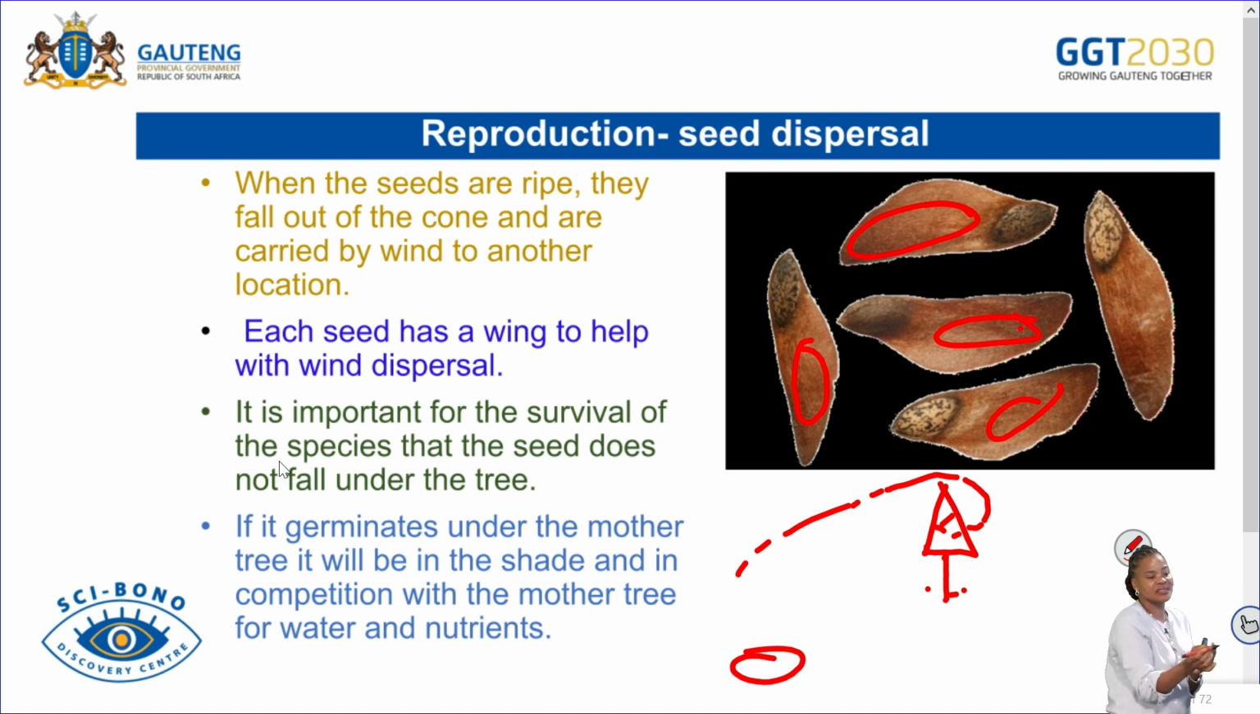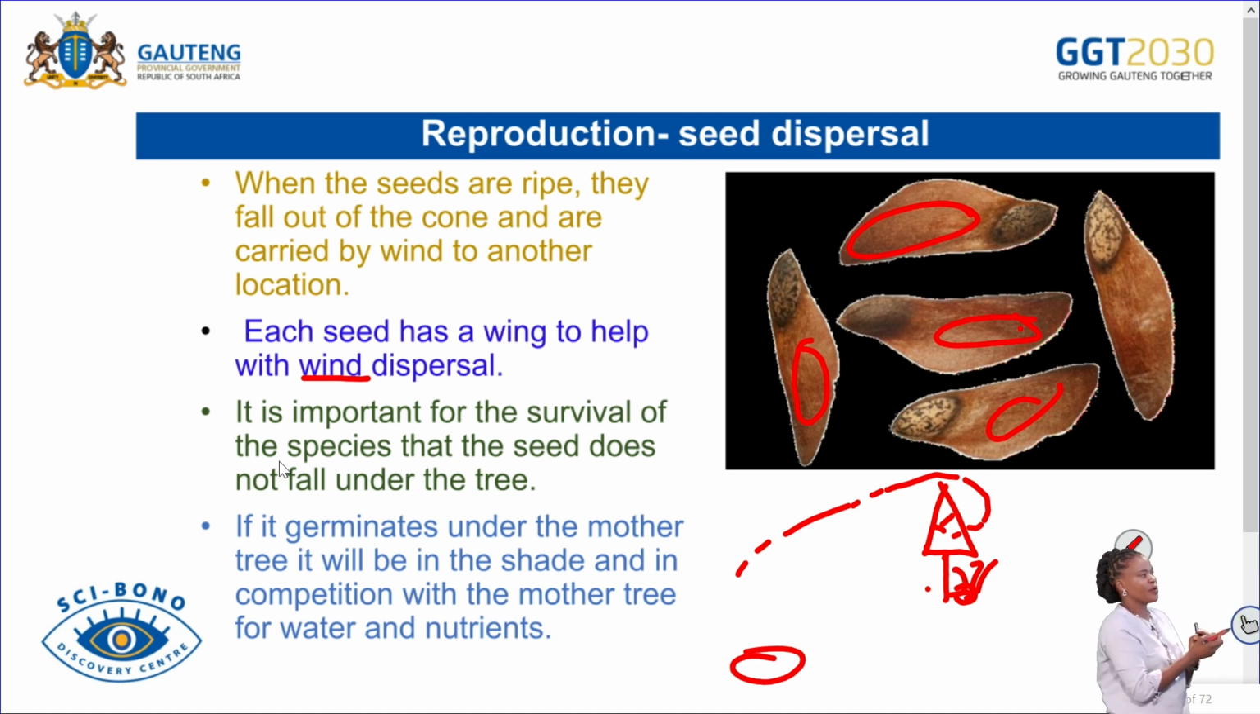Why? Because there will be competition now. If they fall here, it means that they will grow near the mother. So there will be competition. In other words, they will both fight for the available water. So it's better for them to be dispersed away from their mother. So each seed has a wing to help it to fly. It will fly. And then how so? By means of the wind.